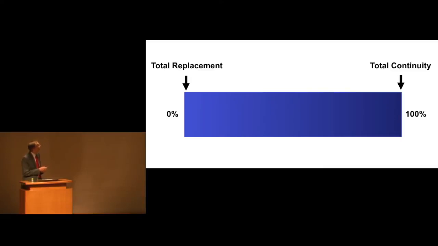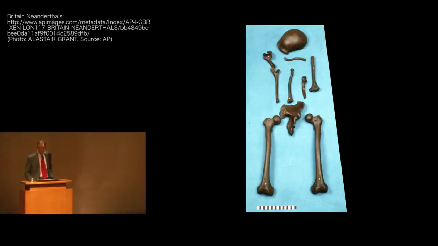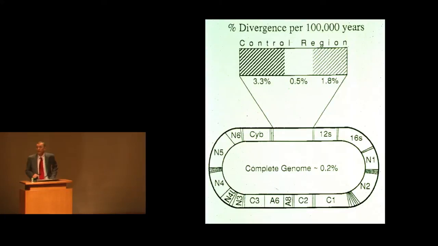So the consequence is that at the one extreme, total replacement, there is 0% contribution from Neanderthals to present-day people. And you can imagine any fraction of contribution up to even total continuity. We got the first chance to test this in the early 90s when we got access to the Neanderthal type specimen. This is a fossil that was found in 1856 in Neanderthal and gave its name to this group of hominins. We took a sample from the upper arm and looked for a particular variable part of the mitochondrial genome.